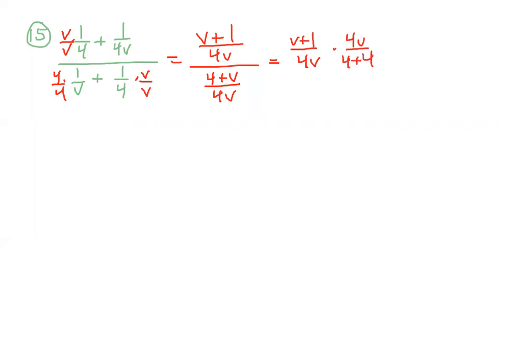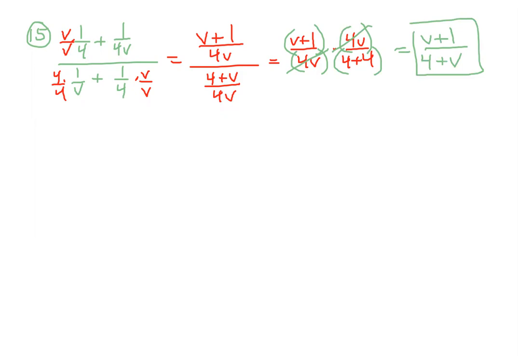Now when I say you can't cancel things if they're not multiplied, this is multiplied by this, and this is multiplied by this. Everything is multiplied here. So we can cross these off since they're exactly the same, and we're left with (v plus 1) over (4 plus v). This should be a v, not a 4. 4 plus v, right there. Okay. And the last one, of course, it will be the most involved.